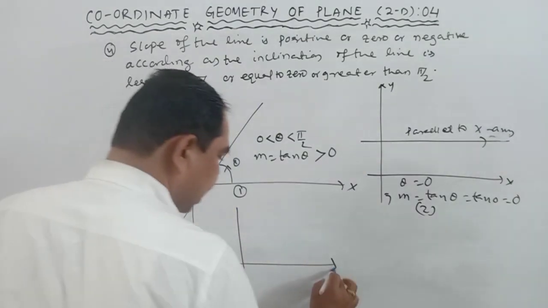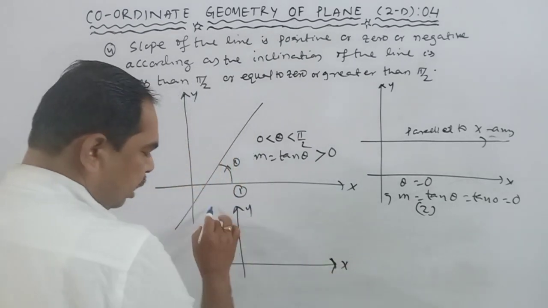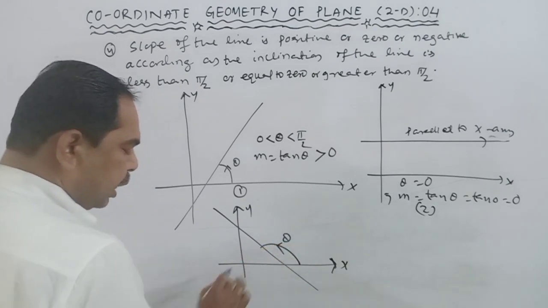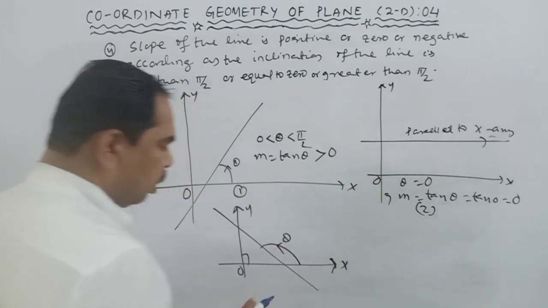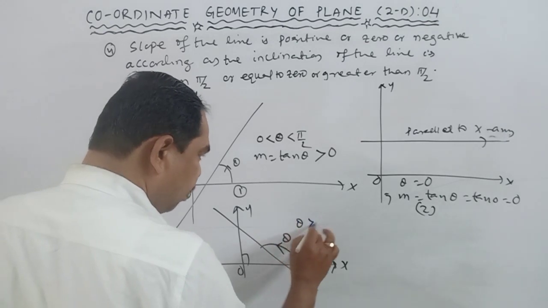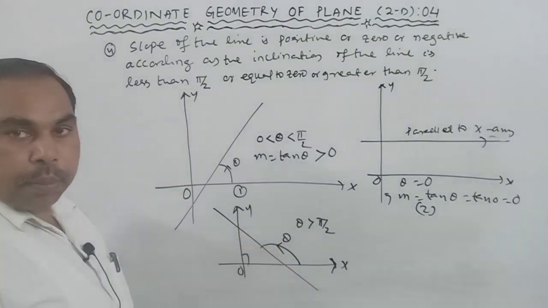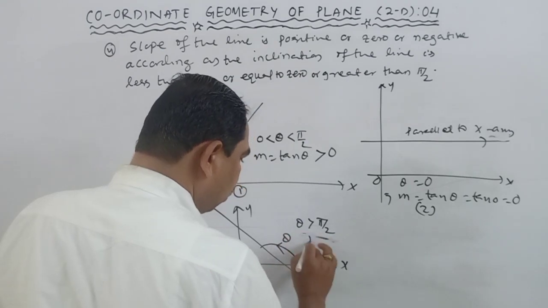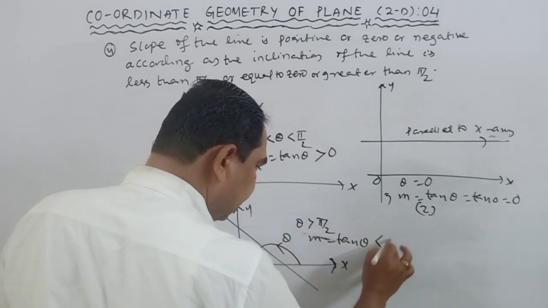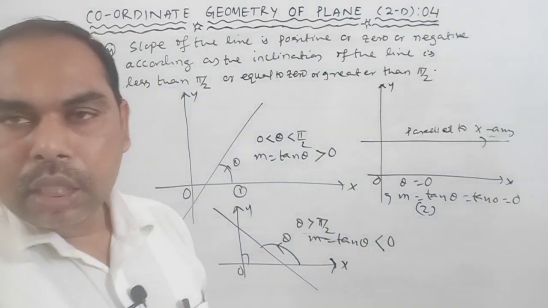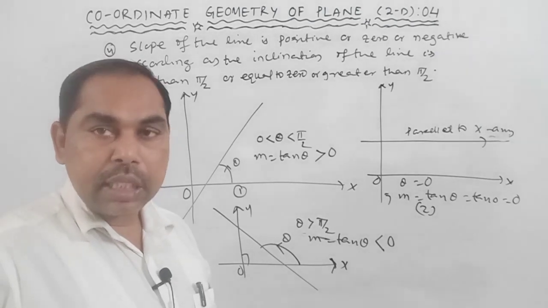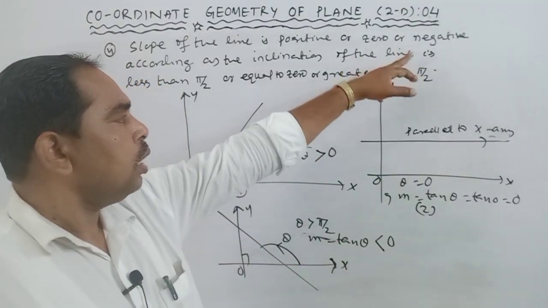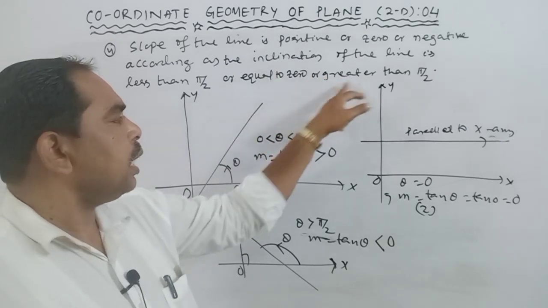Third one. This is the x axis, this one the y axis. This is the line making theta degree with the positive x axis in the positive sense. Here theta is greater than pi by 2, which means it makes an obtuse angle. So m is equal to tan theta, which is less than 0, because if theta is greater than pi by 2, it lies in the second quadrant. In the second quadrant, tan is negative. So m is negative. The slope of the line is negative when the inclination is greater than pi by 2.